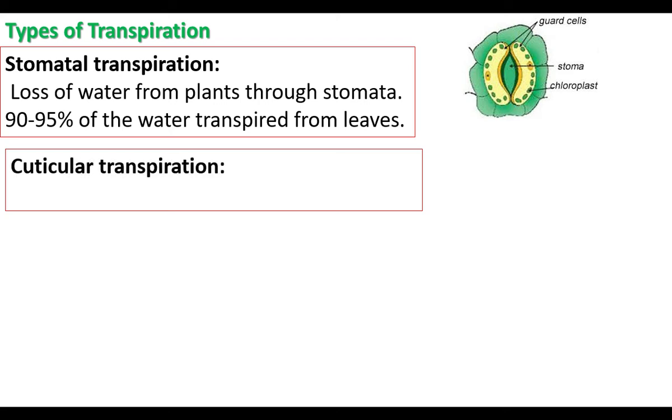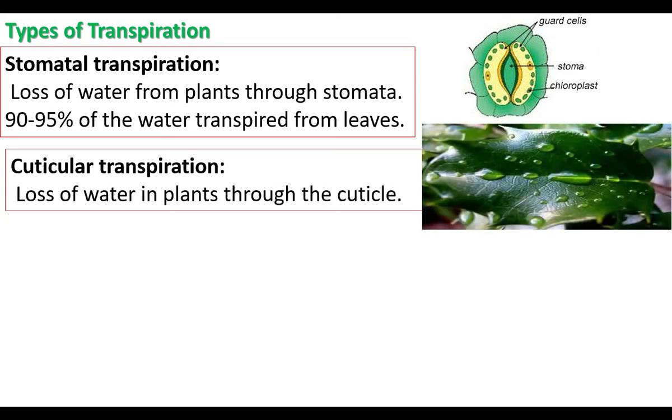Cuticular transpiration. Transpiration that takes place through cuticle is called cuticular transpiration. The leaves are covered by a wax-like covering called cuticle. Because of the presence of cuticle, the water rolls off when water falls on the leaves.